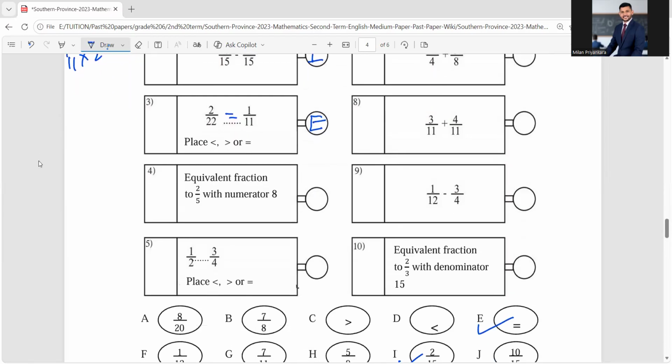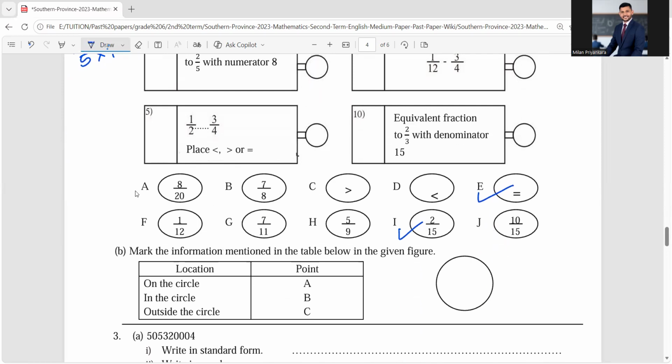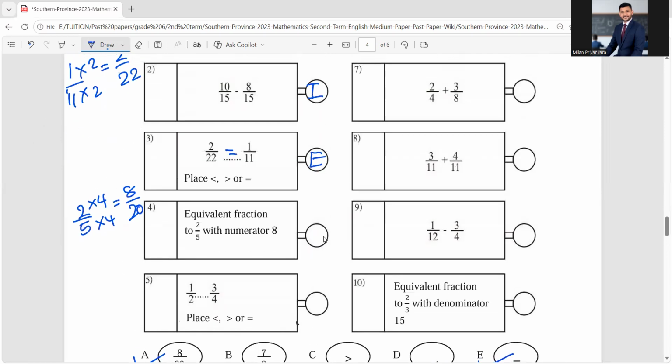Okay. Equal fraction to 2 over 5 with numerator 8. To get numerator 8, 2 over 5, you have to multiply by 4. Then you have 8 over 20. So let's see whether we have 8 over 20. Yeah, we have it at A. Then your answer should be A.